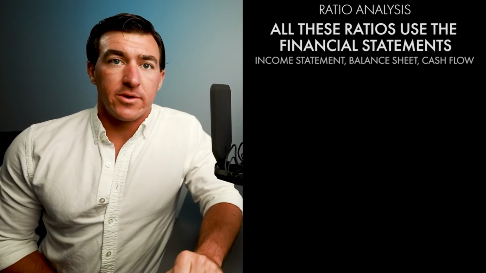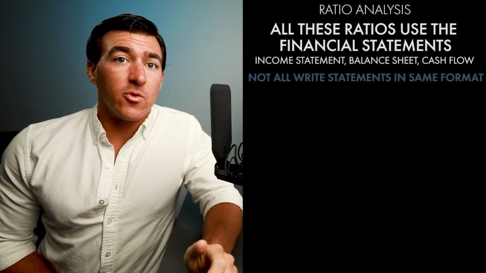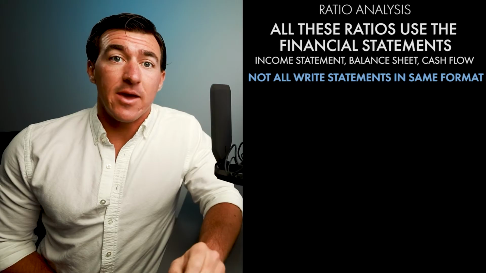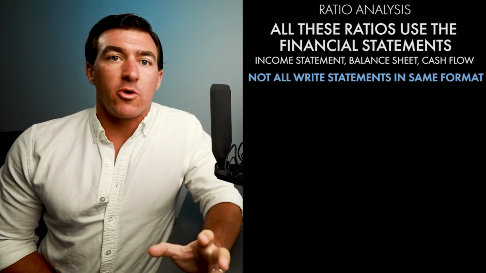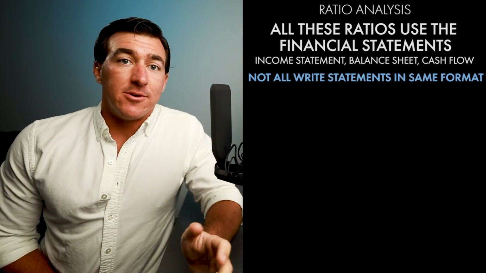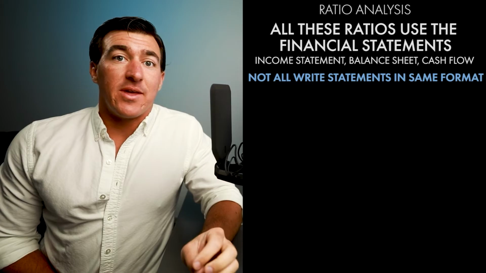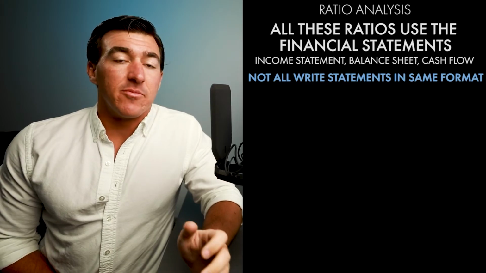Now, all these ratios use the financial statements one way or another. And as we've seen in the accounting and finance courses, not everyone writes their financial statements the exact same way. While yes, there is a general template people use of sales at the top and profit at the bottom, and on the balance sheet, assets at the very beginning and then equities at the end, it's still not something that everyone has the exact same line items all over the place.